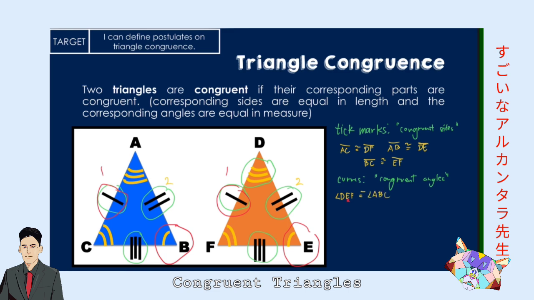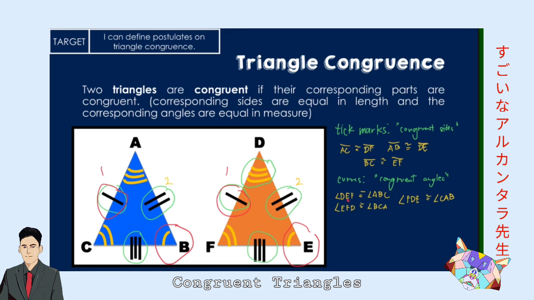So if you follow this, you can also have angle EFD, and that should be congruent to angle BCA. And lastly, you could have angle, what's the next one? FDE. Okay, FDE congruent to CAB. Am I correct with that? Yeah. So that's how it works. So in this case, again, the tick marks show congruent sides, the curves show congruent angles.